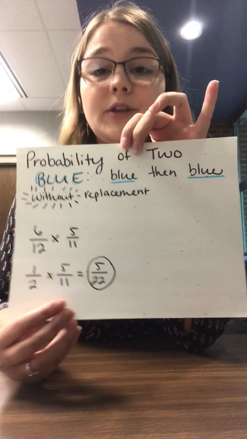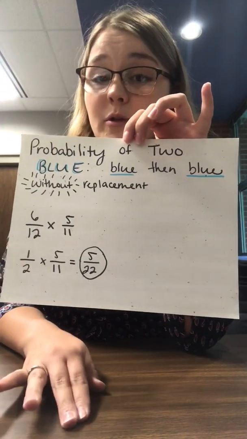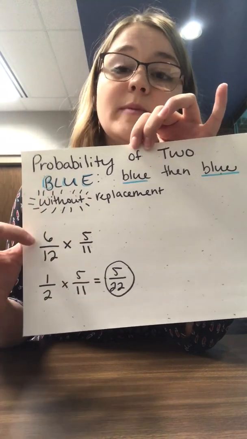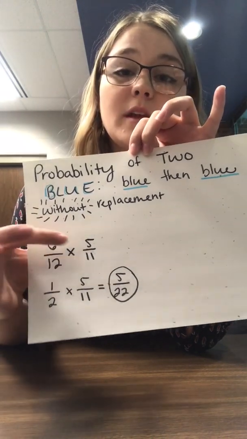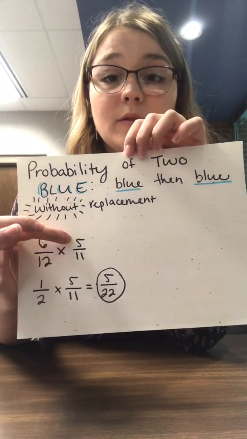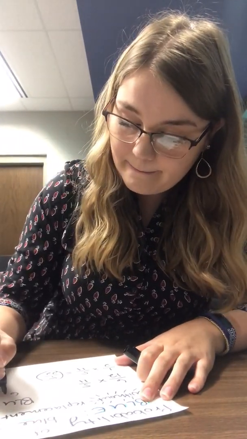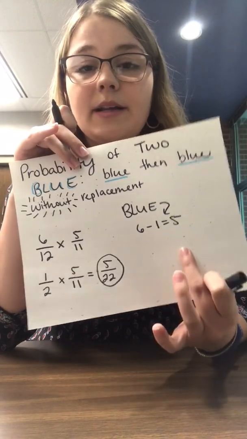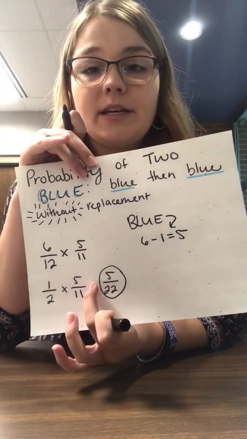Now the probability of 2 blues, so blue then blue, was 6 over 12 times 5 over 11. And that's because there were 6 blues, 12 total, and then after that blue was drawn, there were just 5 and 11. 6 minus 1 is 5, and that is how we got the top of the next fraction. 6 minus 1 is 5, which was why we did the 5 over 11. And then 12 minus 1 is 11.